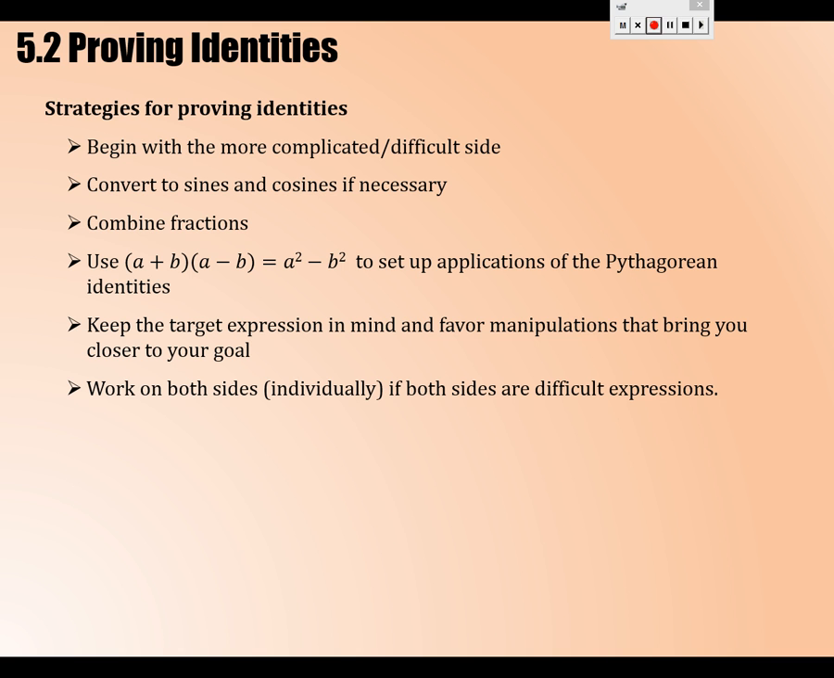What's the last tip? If necessary, work on both sides. And by that I do not mean do things across the equal side. I mean you can work on one side of the reported identity on its own, and work on the other side on its own and see if they're equal.